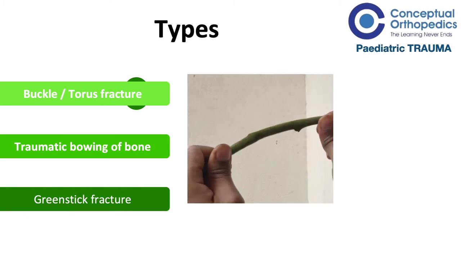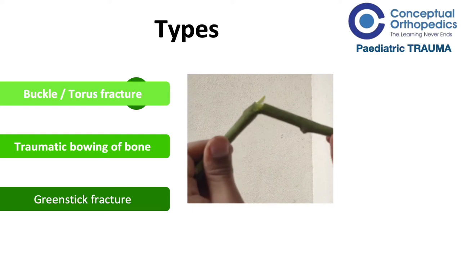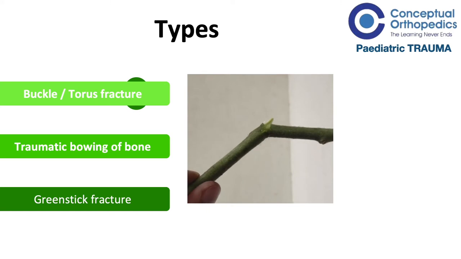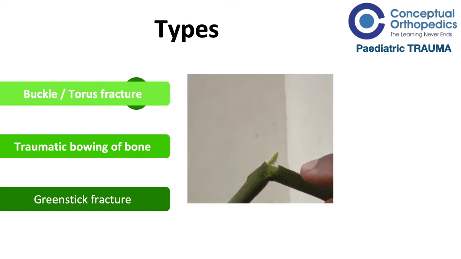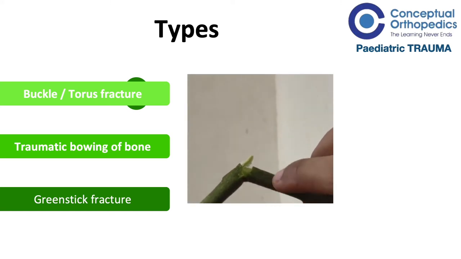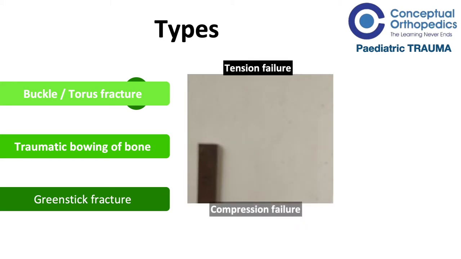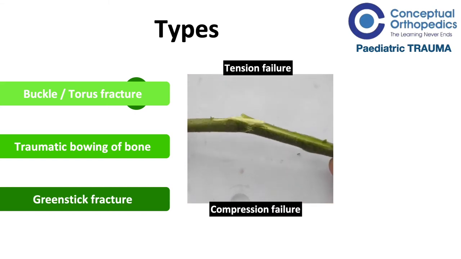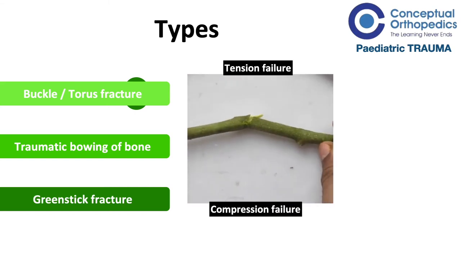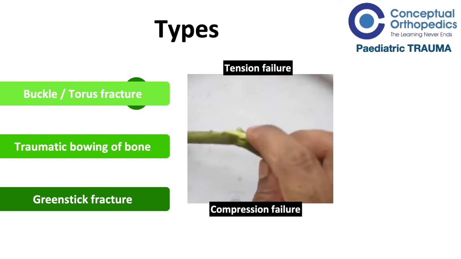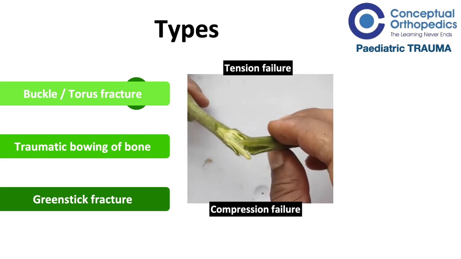You go to the garden today and try to break a green stick. This is how it breaks, where there is compression and elasticity, with a tension failure, and thereby the opposite cortex is intact with the periosteal sleeve, whereas the nearest cortex breaks. And that is how it occurs, as you see here. The periosteum is still holding and the cortex does not completely break, as you see in that picture.